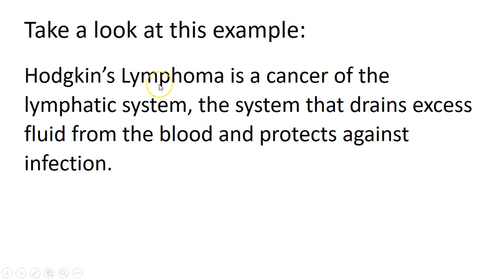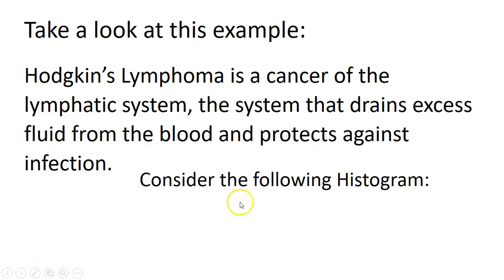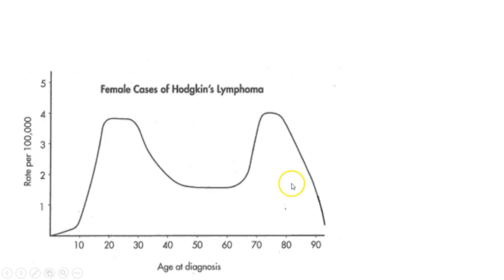Taking a look at this example, Hodgkin's lymphoma is a cancer of the lymphatic system, the system that drains excess fluid from the blood and protects against infection. Consider the following histogram, right? This is a rough histogram. I know you're used to seeing them as blocks. It's just like an outline of it. These are female cases of Hodgkin's lymphoma, this is their age when diagnosed, and this is the rate per 100,000. So all these are per 100,000, basically.